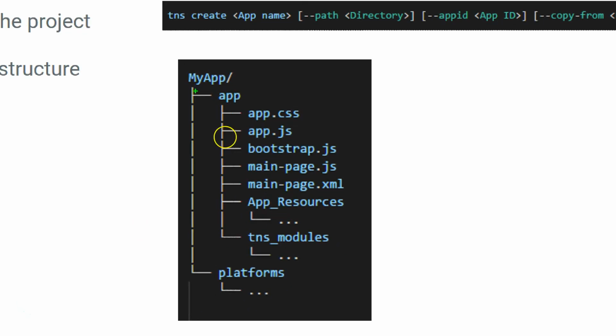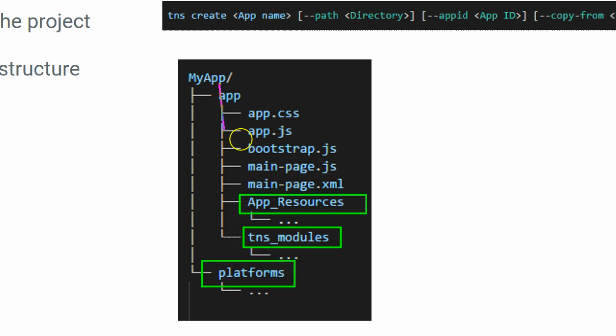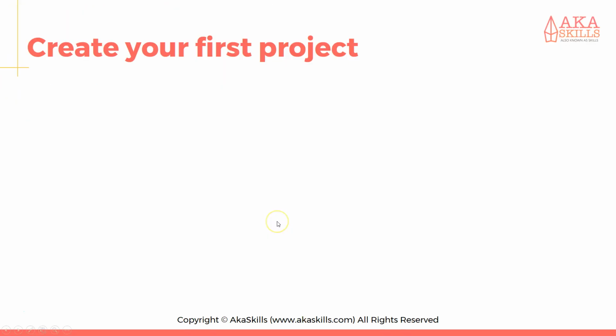What you have is the name of your application, and inside app you have app.css. This is for global CSS for your whole application. You have app.js from where your application begins. You have bootstrap.js, main-page.js, which is the main page that will be loaded from app.js. After that you have the XML, which is the view of your page, and you have the app resources folder. After that you have different tns modules, and on the same level as app you have platforms.